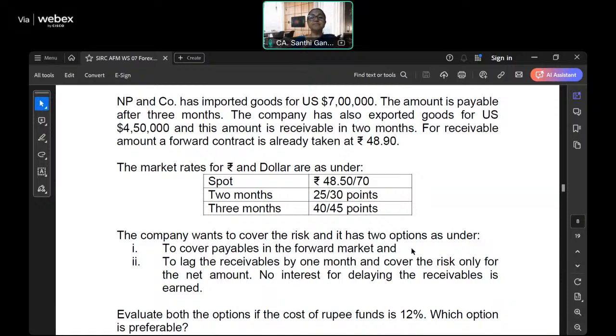This is the first option. Lag the receivables by 1 month and cover the risk only for the net amount. No interest for delaying the receivable is earned. Evaluate both the options. If the cost of rupee funds is 12%, you can please try this.